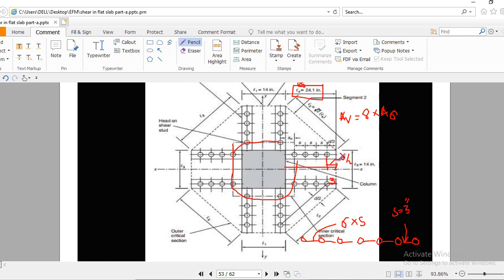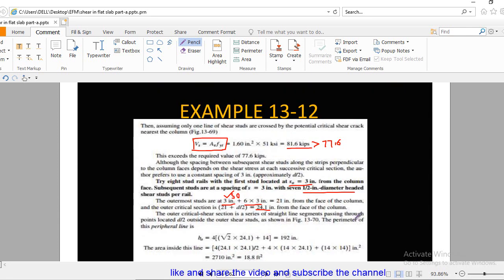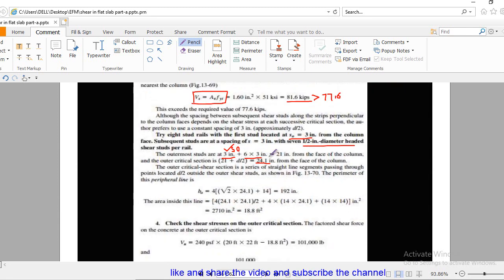So this is d/2 plus 6 spacings, plus we have this S0, which is 3 inch. So you got 24.1 inch. Okay, write this value. Now you have to find this b0. We are now able to find this b0.